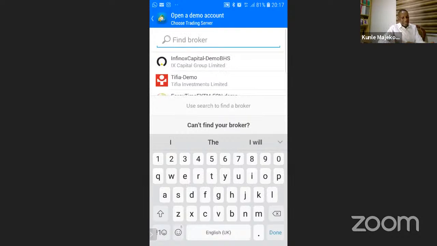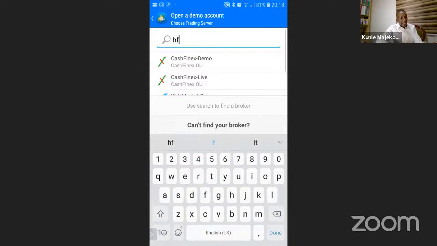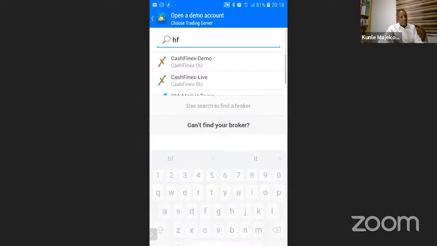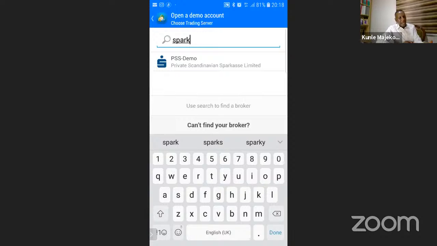Infinox, Hot Forex. What is it, HF for Hot Forex? If it is HF, let's see. I'm not sure it is HF. What is Hot Forex? MBA. Are they Forex? Are they brokers? MBA, are they brokers? I'm not sure. Someone says Sparks. That's the first time I'm hearing that. I don't know whether this is their name. Okay.